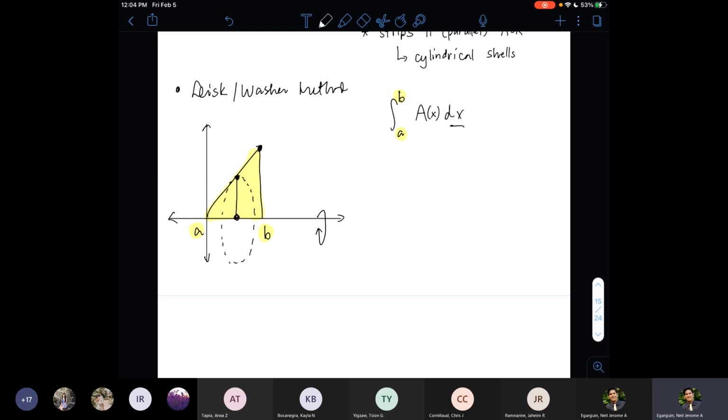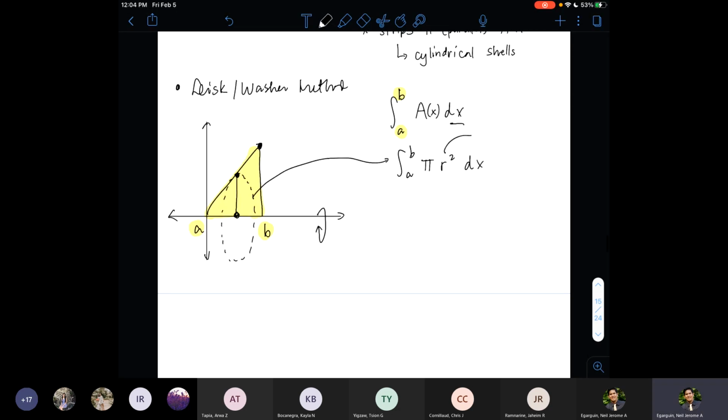And that's why for the method of disks, the area is replaced by the formula for the area of a circle, pi r squared dx. And this radius r should be a function of x. We saw last time that that is nothing more than the height of the vertical strip, right? The radius is the height of the vertical strip. Whenever measuring the length of vertical strips, we do top minus bottom, all right?